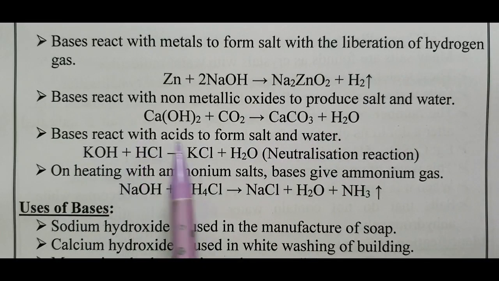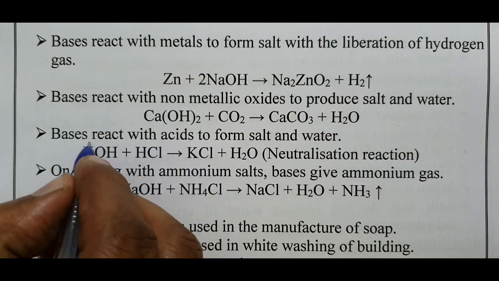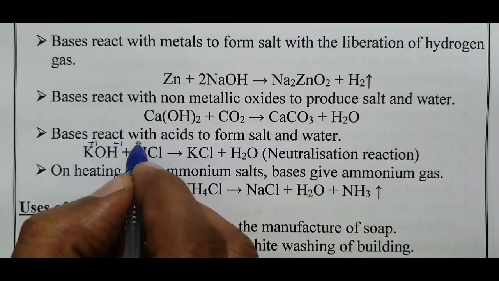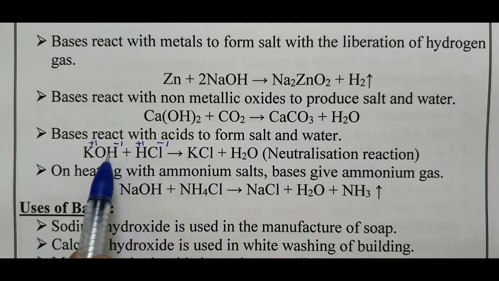Bases react with an acid to form salt and water, which is a neutralization reaction. Potassium is a monopositive ion, an alkali metal, with OH minus 1, H plus 1, Cl minus 1. This plus combines with that minus, this plus combines with that minus. This is a neutralization reaction.